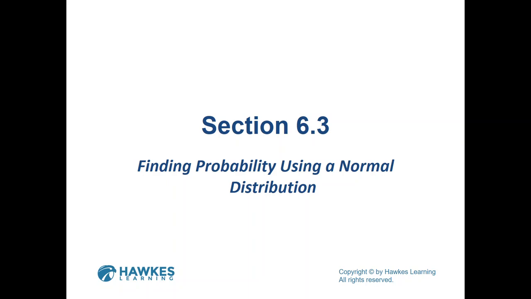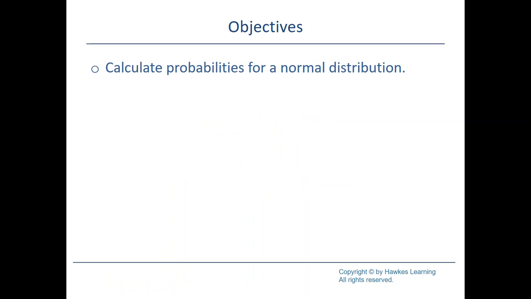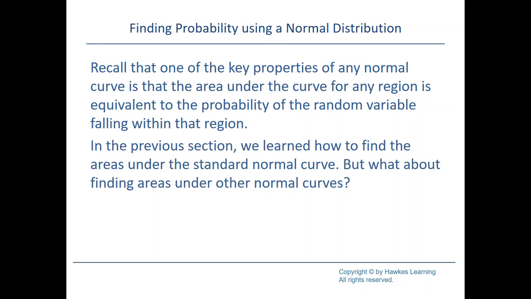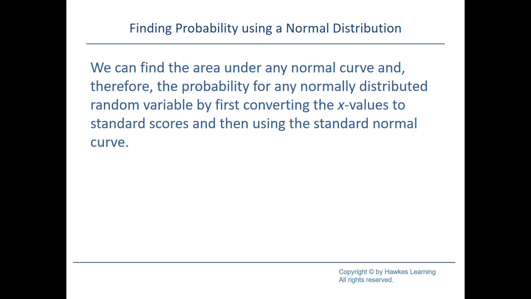So let's talk about section 6.3, finding probability using a normal distribution. Now we've already calculated probabilities using a standard normal distribution, but now we're going to go with just a regular normal distribution. Recall one of the key properties of a normal curve is that the area under the curve for any region is equivalent to the probability of a random variable that falls within that region. In previous sections, we did it with the standard curve using our z's, but what happens when you're finding areas under just a regular normal curve?